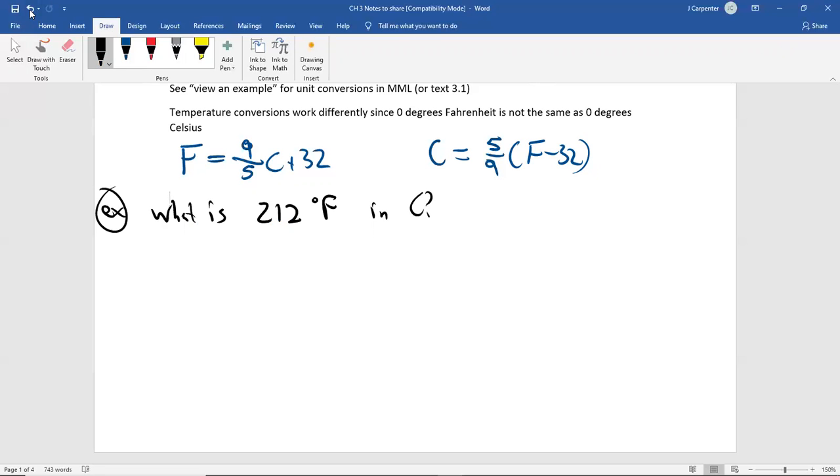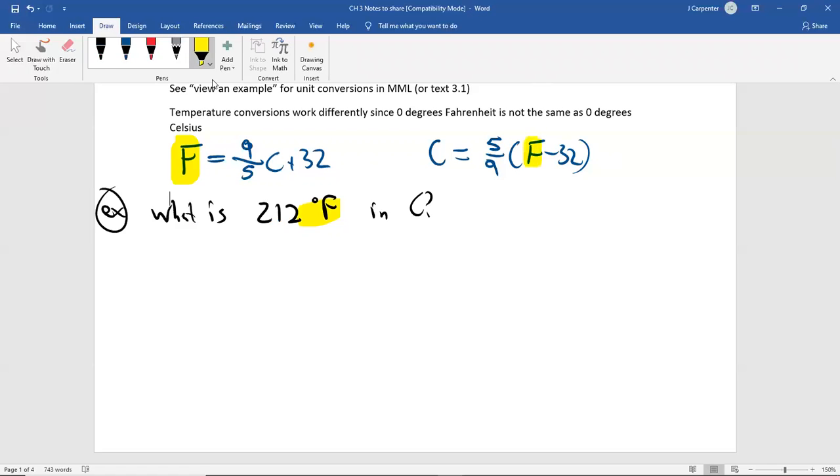So what is 212 degrees Fahrenheit in Celsius? Now you may know this answer off the top of your head. That's not the point of this. The point is plug it into an equation and see if you can get the answer. Since I gave you a temperature in Fahrenheit, you have to plug it into the F because that represents the temperature in Fahrenheit. So you could either plug it into this equation there, which means you're going to have some algebra to do. You'll have to move the 32 and get rid of that 9/5 somehow.